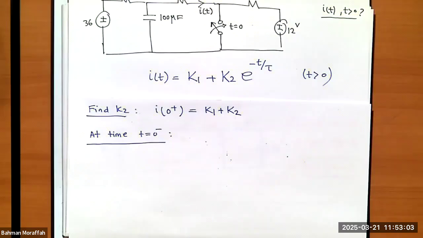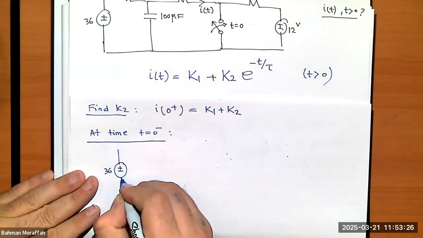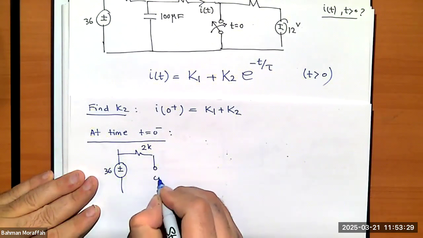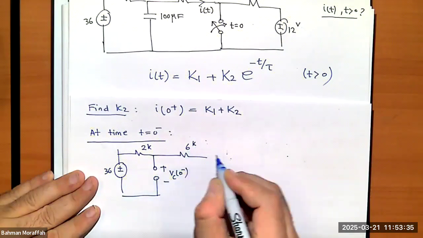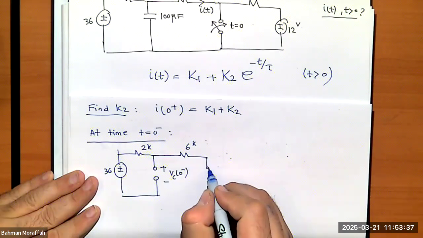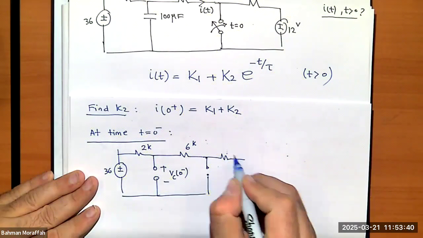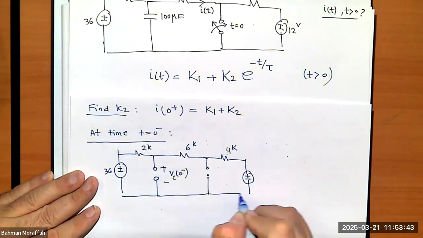What happens to the capacitor? Again, we're in a steady state condition. So it's going to be open. But this time, I am interested in voltage across the capacitor because that is my continuous variable. And I'm trying to find all the continuous functions, right? So my circuit would look like this. I have this 36. I have 2K. This is VC at time 0 negative. I have a 6K. The switch is open. I have a 4K. And I have a 12 volts.